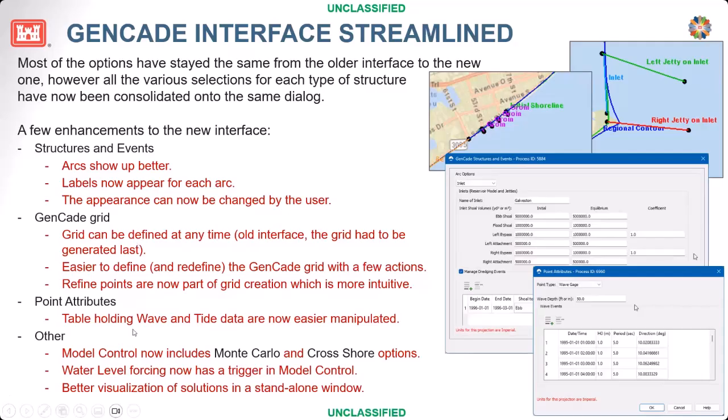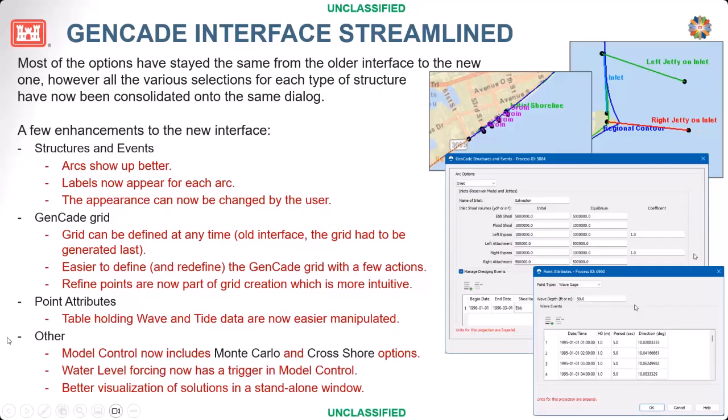Wave and tide data are now on the point attributes, and they're separated out from all the other attribute modification types. And that makes it a little bit easier to identify which type is which, and to also be able to access the wave times or the tide gauge times a little bit easier and better.